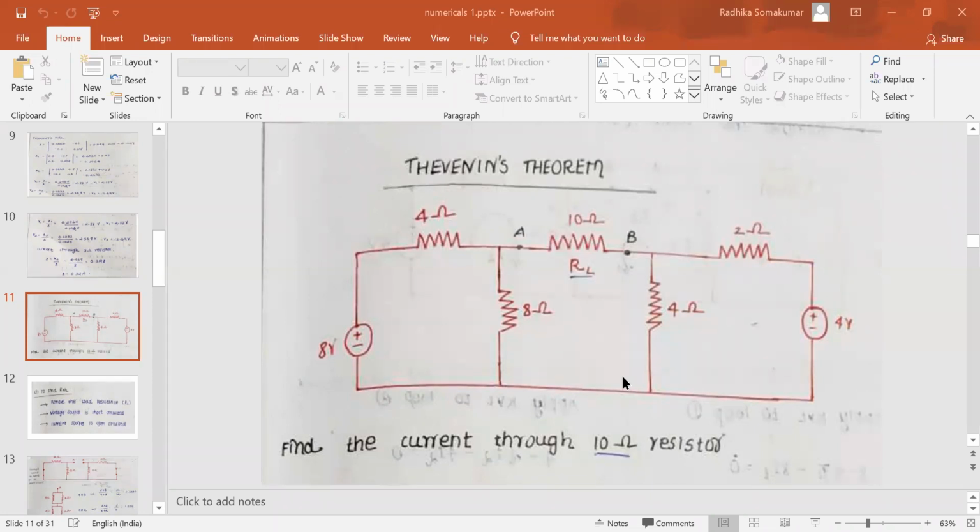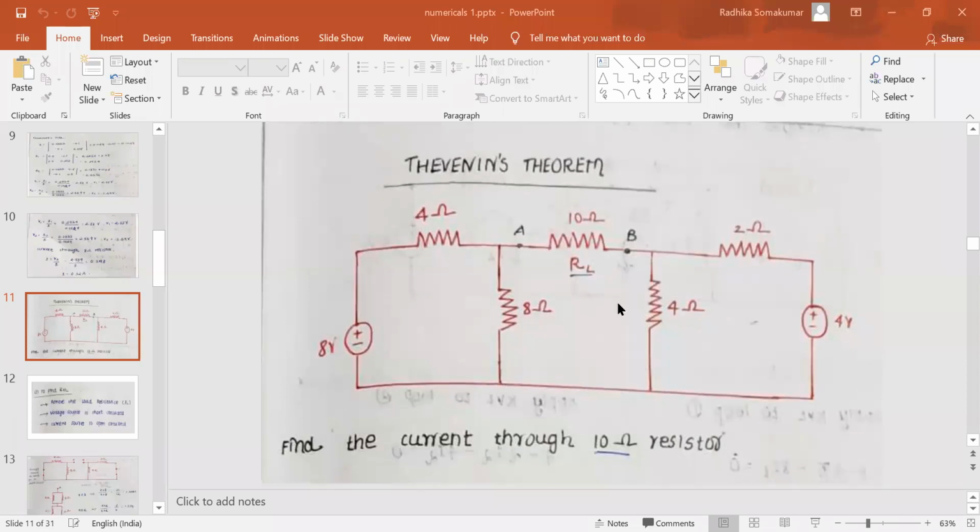After that, you can replace the circuit with a voltage source and a resistance and connect your load resistance, so that you can easily find the current flowing through your load resistor. Now we shall see the problem in detail. Is there any doubt in the method of Thevenin's theorem? Or can we proceed towards the solving part? Is the theorem clear to everyone? Okay, yes. So we shall see.